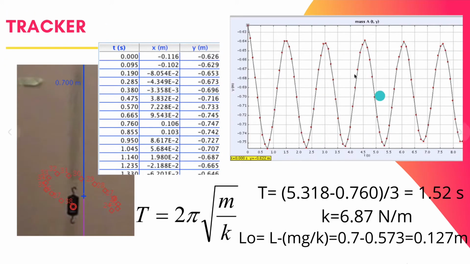We use Tracker to track the position of the mass attached to the spring over each frame. To the right, we can see a graph of the y position over time of our mass. We use the equation T equals 2 pi square root of m over k to calculate the spring constant. First, we calculated T, which is the period of oscillation, which was 1.52 seconds. We calculated this using the graph on the top. Then we isolated k to find our spring constant, which was 6.87 newtons per meter. And then we used the equation L minus mg over k to find L naught, which was 0.127 meters.